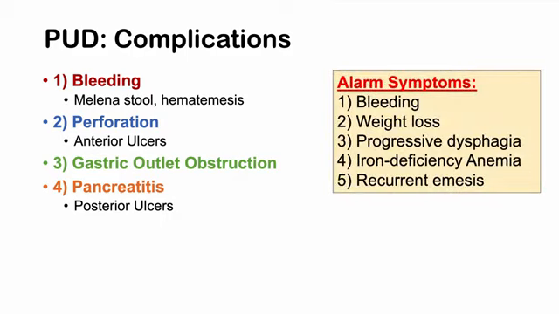And there's some alarm symptoms that are also important to note with peptic ulcer disease, including bleeding. So overt gastrointestinal bleeding is an alarm symptom. Weight loss is also an alarm symptom. Progressive dysphagia, so more and more difficulty swallowing and getting food down, because this can lead to weight loss and perhaps may indicate some other issue. Iron deficiency anemia, this can be due to excessive bleeding. And then recurrent emesis, so recurrent vomiting is also an alarm symptom as well.